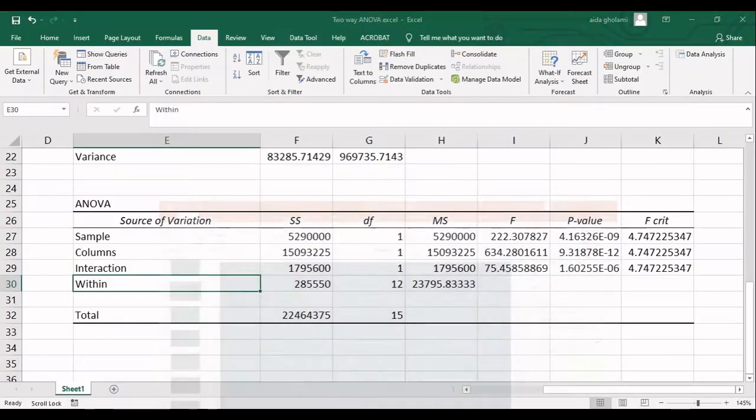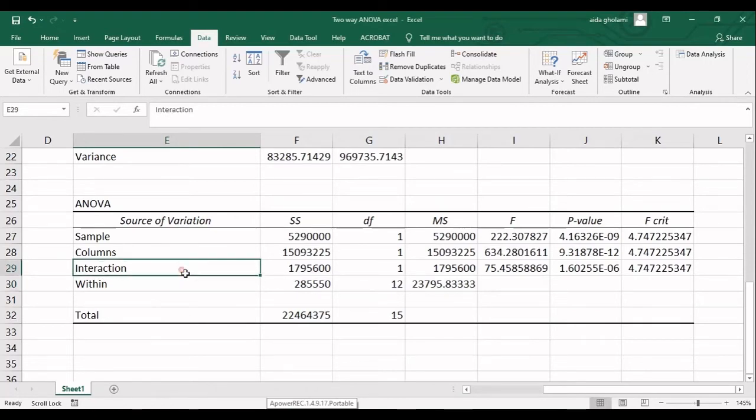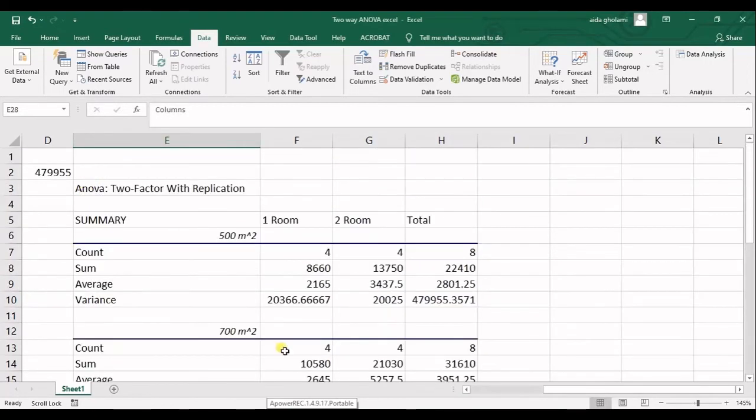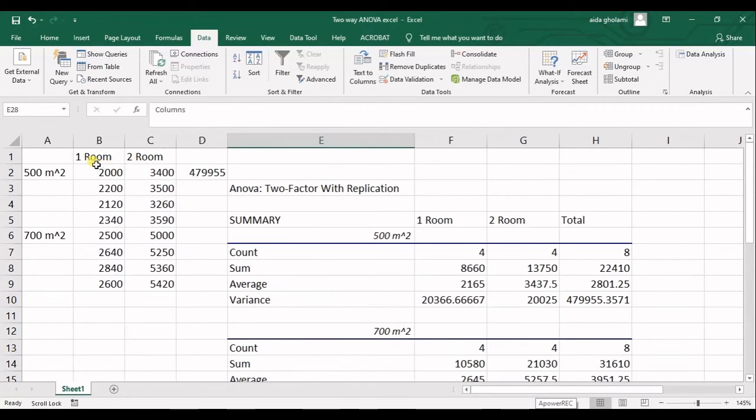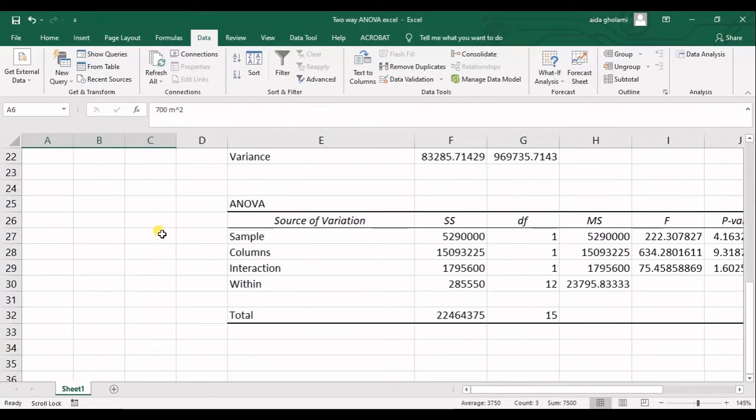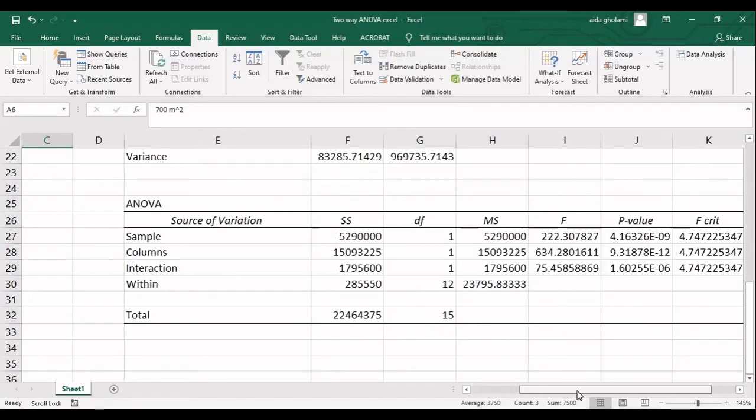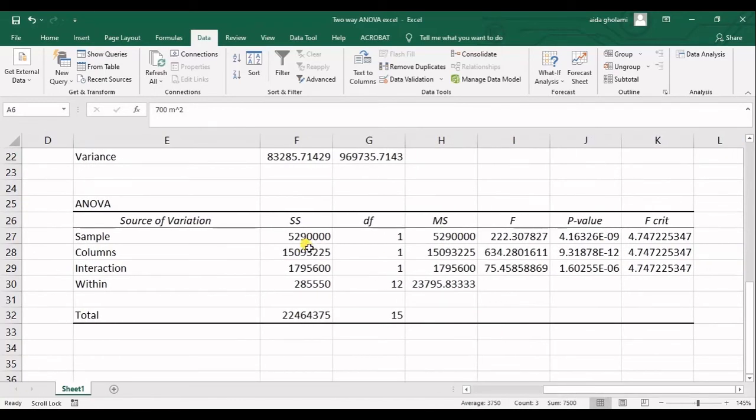And within each group, interaction, columns, which my columns in here are 1 room and 2 room, and then the sample, which is 500 square and 700 square. Okay, so let's get into the formulas. So how does Excel calculate these terms in here?